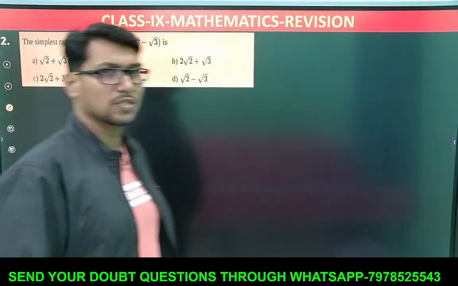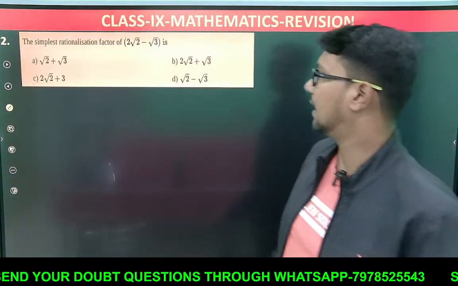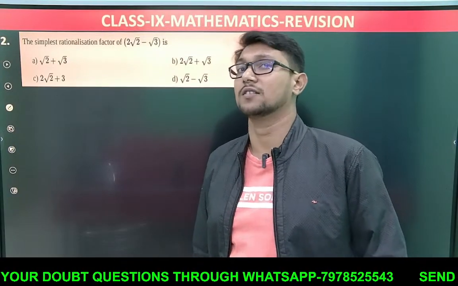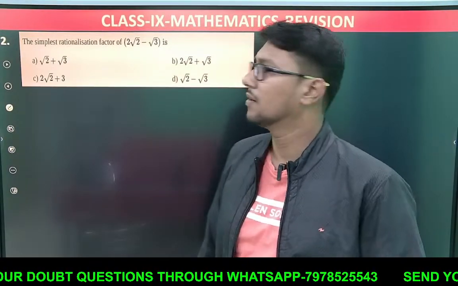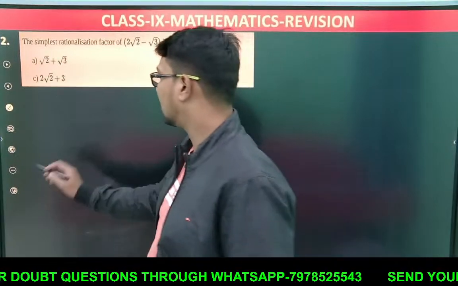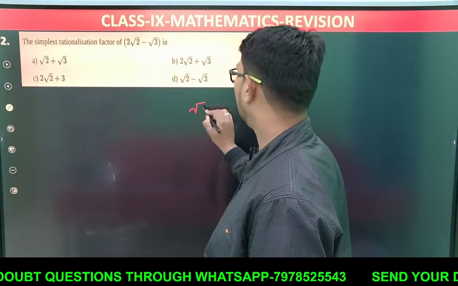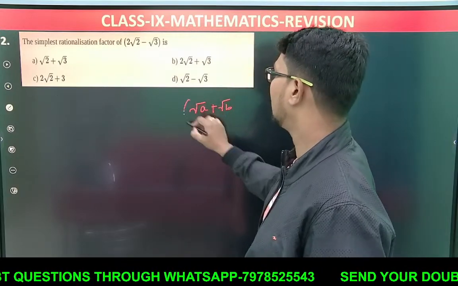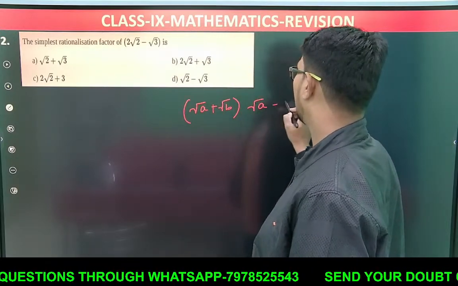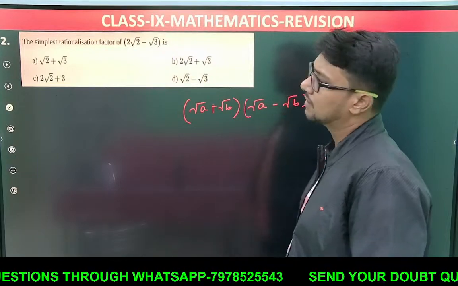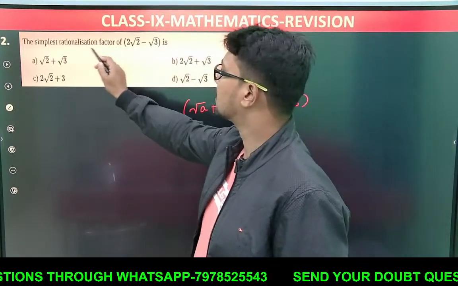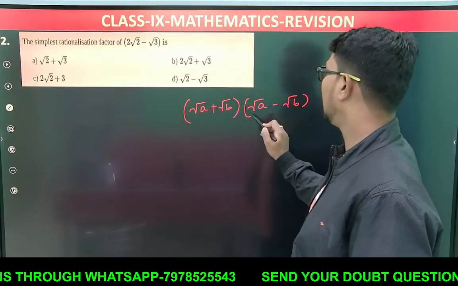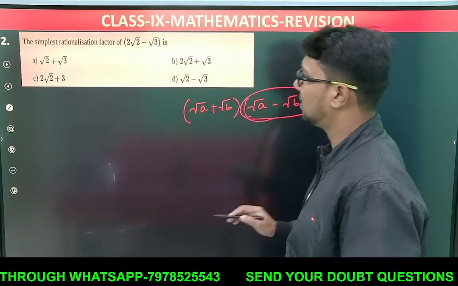So the next question is also an important question. What is the rationalizing factor of a number? If I'm giving you a number like square root of a plus square root of b, to rationalize this, what we need to multiply is square root of a minus square root of b, right? Similarly, the question is asking the simplest rationalizing factor of this number. If root a plus root b, the rationalizing factor is root a minus root b.